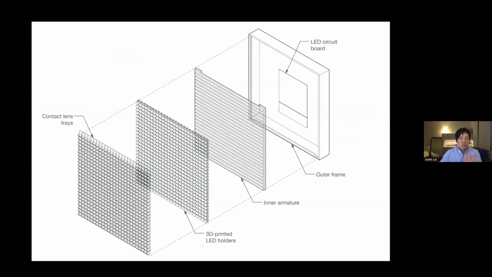This axle diagram shows the layering of materials: the contact lens trays on the outer surface, and behind that are those 3D printed holders, and then behind that is a wooden slat system, which those 3D printed holders are screwed to, and then all of that magnetically clips into the larger frame.